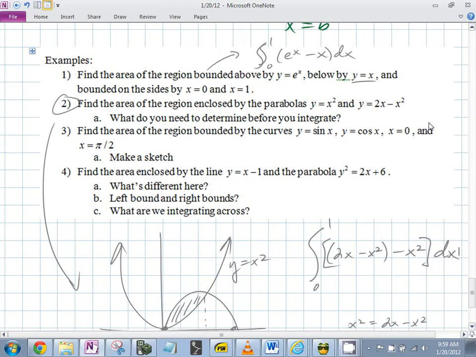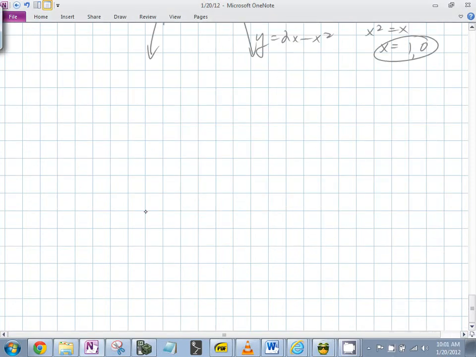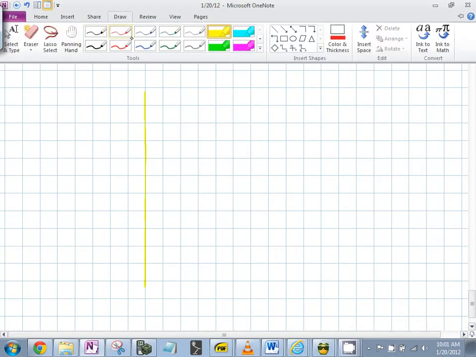Find the area of the region bounded by the curves y equals sine x, y equals cosine x, x equals 0, and x equals pi over 2. Make a sketch. Do that right now. Make me a sketch of number 3. Make me a sketch across the y-axis. 0. Good.